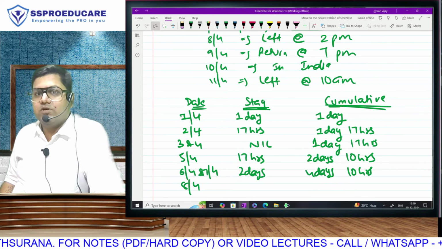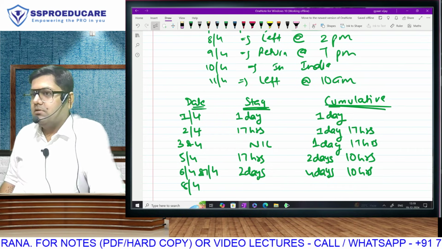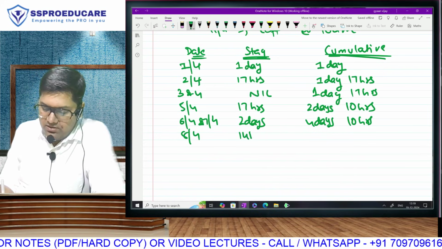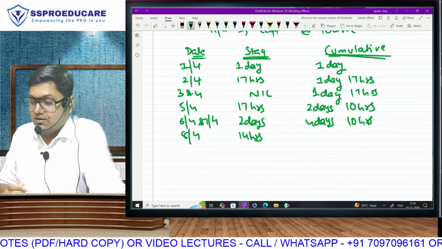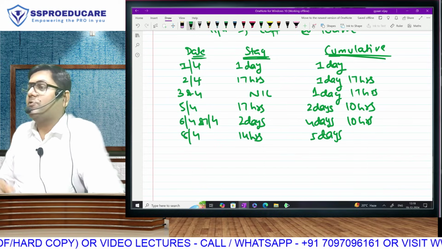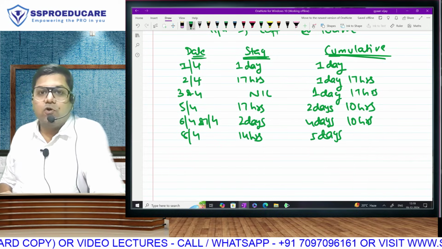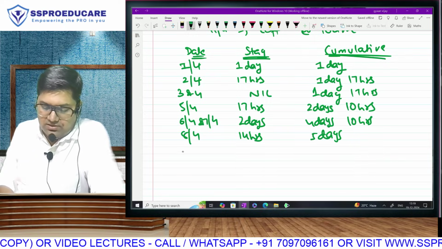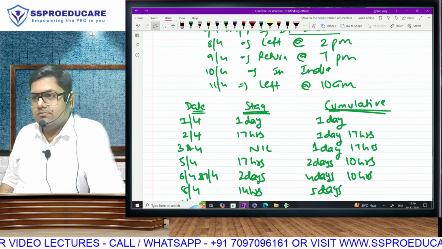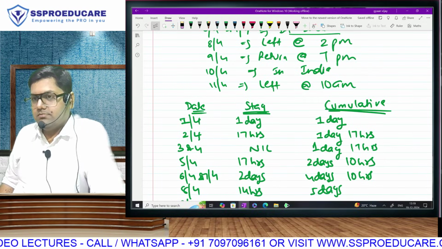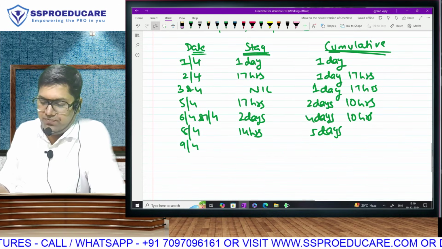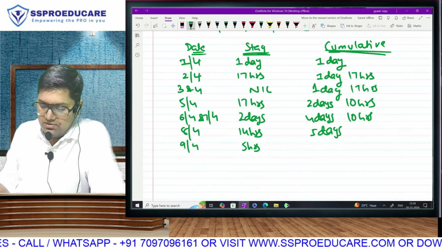14 hours. Sir, how 14 hours? 12 plus 2. Correct? Stay in India 14 hours. So total 5 days ho gaya. 10 hours plus 14 hours makes it 24. 4 days plus 24, 5 days. 9th April. Yes, ladies and gentlemen. Returns at 7 p.m. So stay in India is 5 hours. So 5 days.